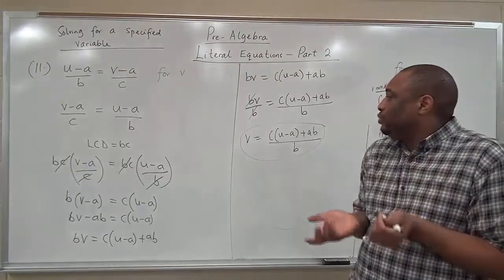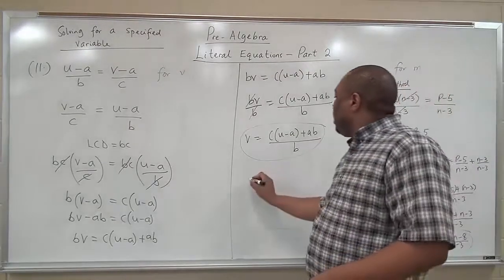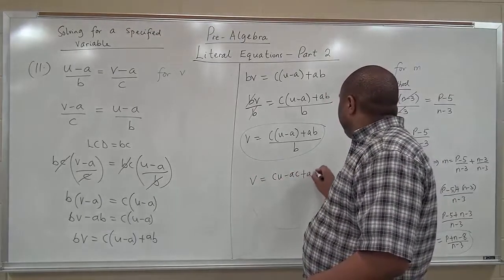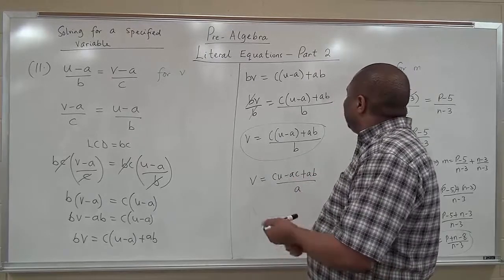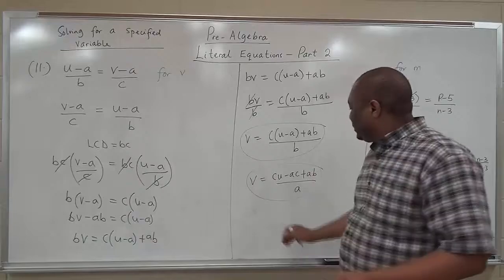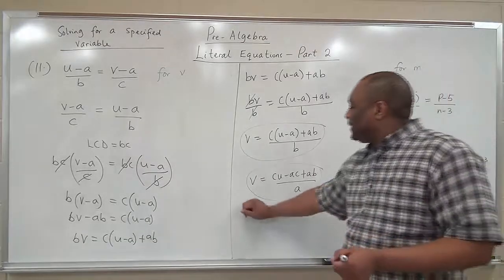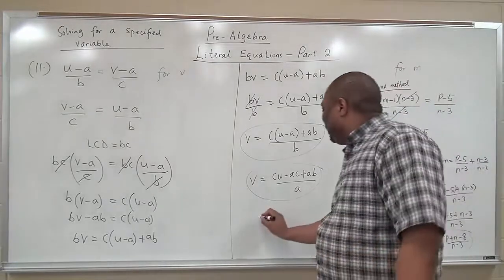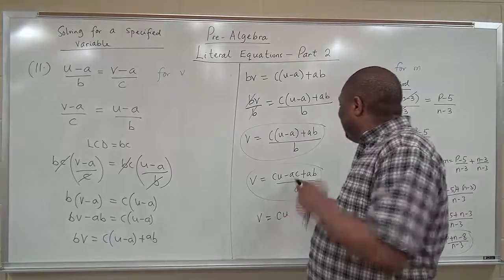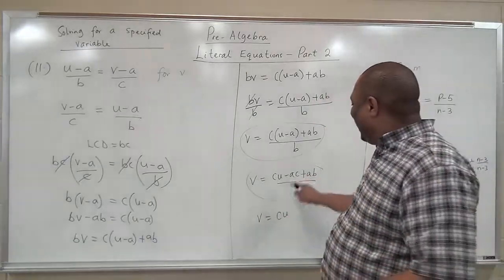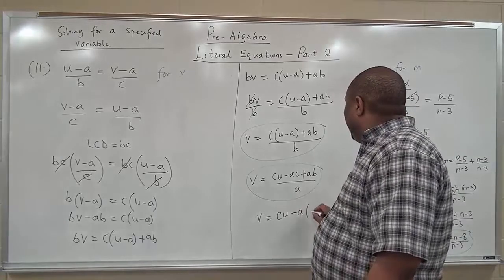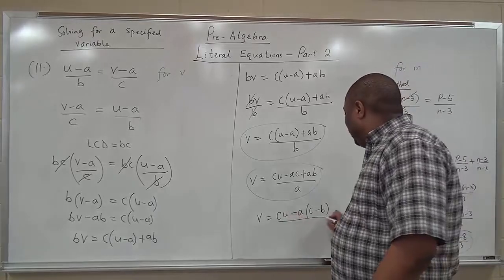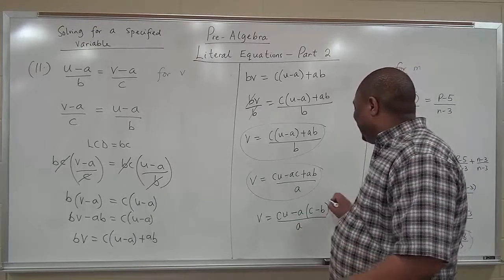They still want you to go ahead and distribute it. In which case, we can do that. Our V will be CU minus AC plus AB all over B. This is still correct. Now, if you still want to play with mathematics, if you write V equal to CU, because you factor this, minus A(C minus B), all over A. This is still correct.